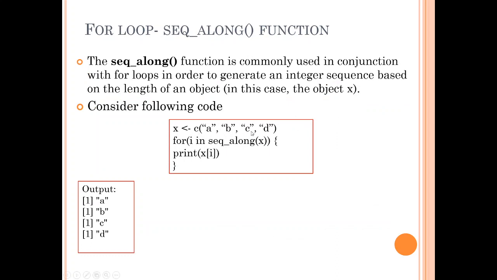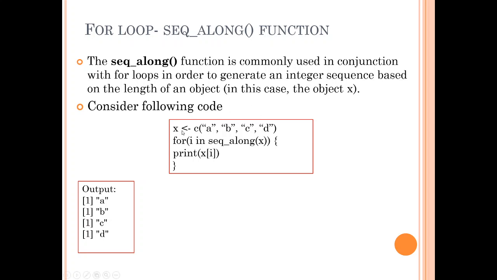Here we are again having the same vector, and we are again printing the same result. But instead of providing the range, that is 1 to 4, we are using a function named sequence along, that is seq_along, and passing our vector as an argument to that function.